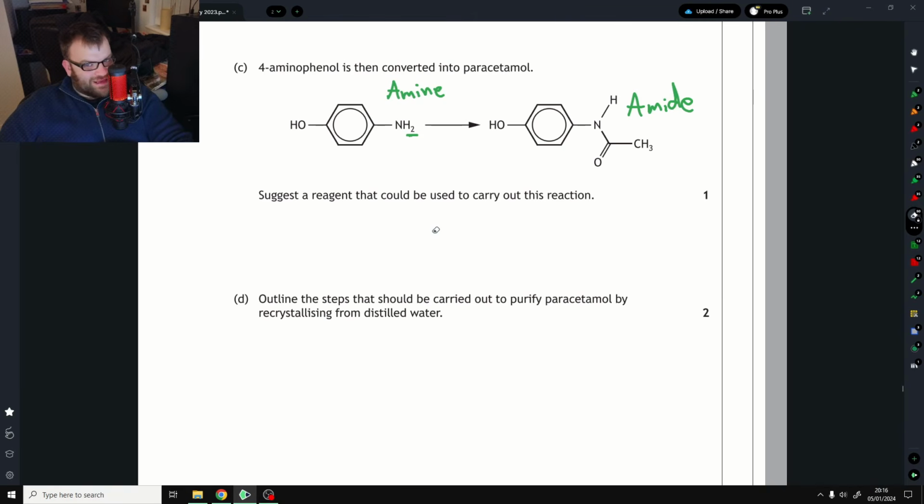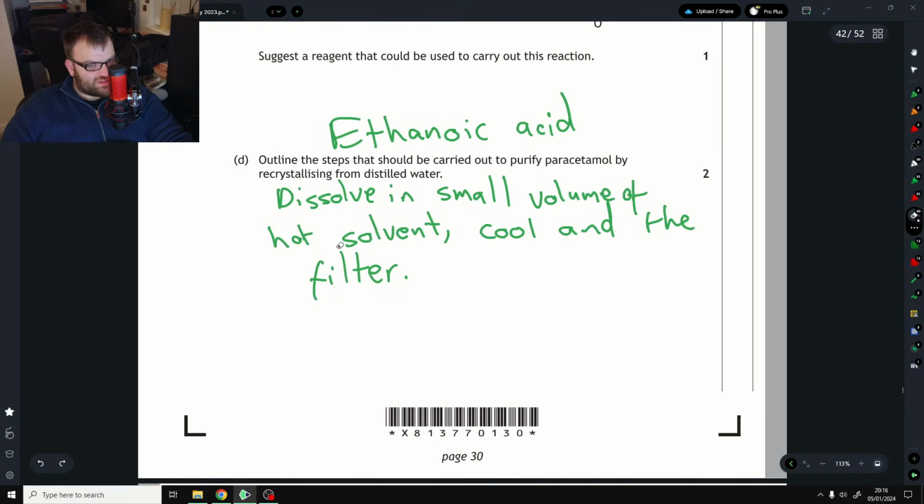This can be done by reacting it with a carboxylic acid. And the particular carboxylic acid that would make sense here, we're adding 2 carbons, so ethanoic acid would make sense. When you're recrystallizing, you first want to dissolve in a small volume of hot solvent, cool it, and then filter it. And that will get you your purified sample, in this case of paracetamol. Important is hot solvent, small volumes, cooling, and then filtering.